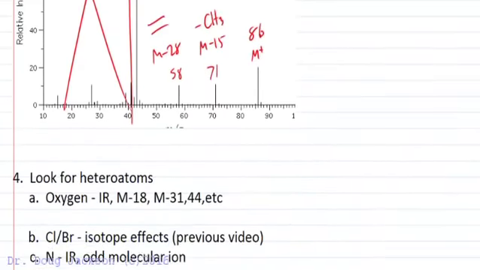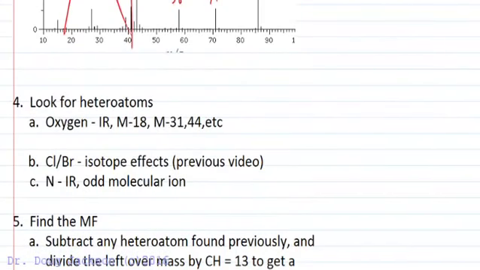Now what do we do? Well, we look for evidence of heteroatoms. We can use the IR. We can look for M-18, which is loss of water, indicating an OH or an oxygen in the compound. Methoxy would be M-31, since oxygen weighs 16 and methyl weighs 15, so 31 might indicate loss of a methoxy, or an ethoxy here with 44, so we can look there. Easiest place to go for oxygen, though, is the IR. Look for a C=O double bond, an OH, and something like that.